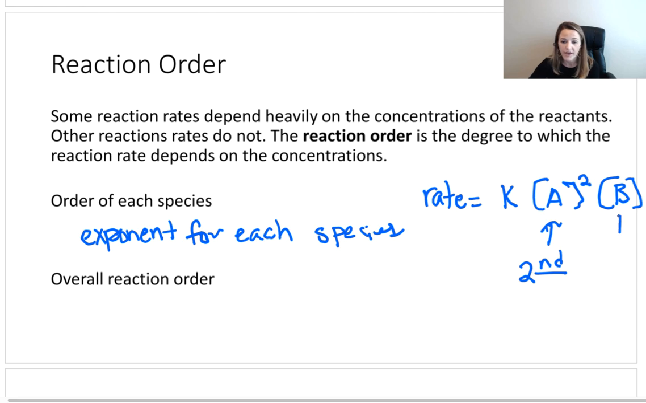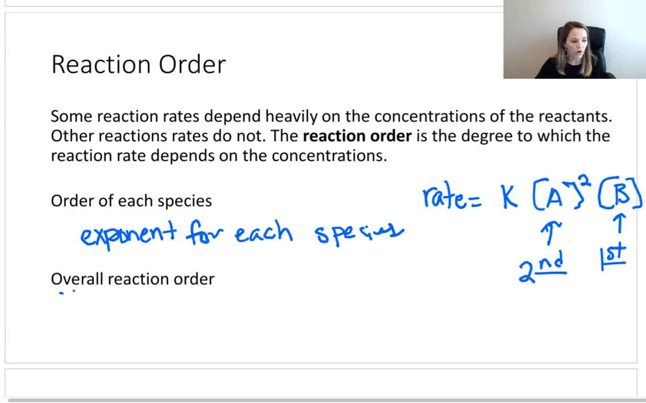It also depends on the concentration of B, but because there's an implied 1 right here, we would say it's first order. So the reaction rate depends on the concentration of B, and it really depends on the concentration of A. So as a scientist, right away, I'm more focused on A.